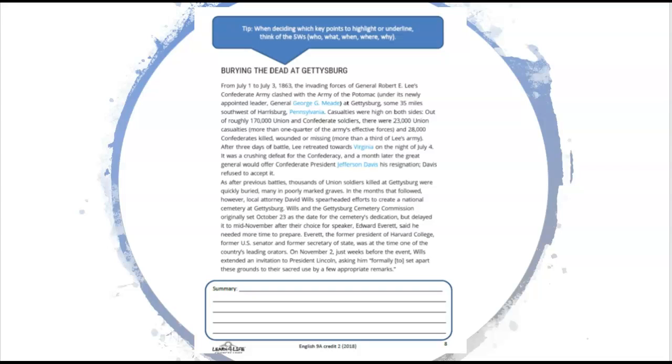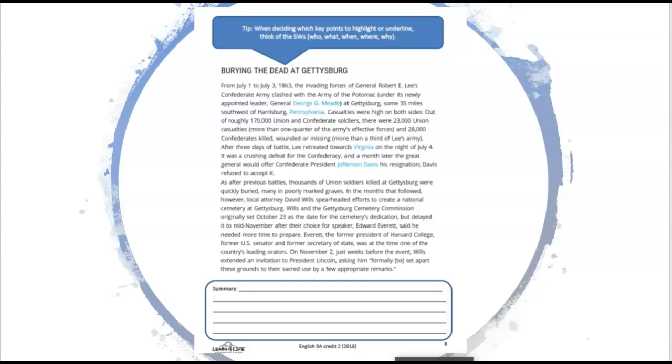After 3 days of battle, Lee retreated towards Virginia on the night of July 4th. It was a crushing defeat for the Confederacy, and a month later the great general would offer Confederate President Jefferson Davis his resignation. Davis refused to accept it. As after previous battles, thousands of Union soldiers killed at Gettysburg were quickly buried, many in poorly marked graves. In the months that followed, however, local attorney David Wills spearheaded efforts to create a national cemetery at Gettysburg.